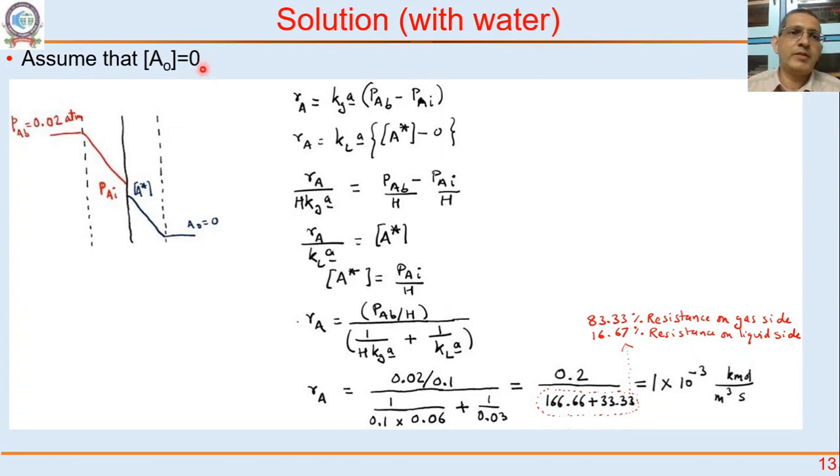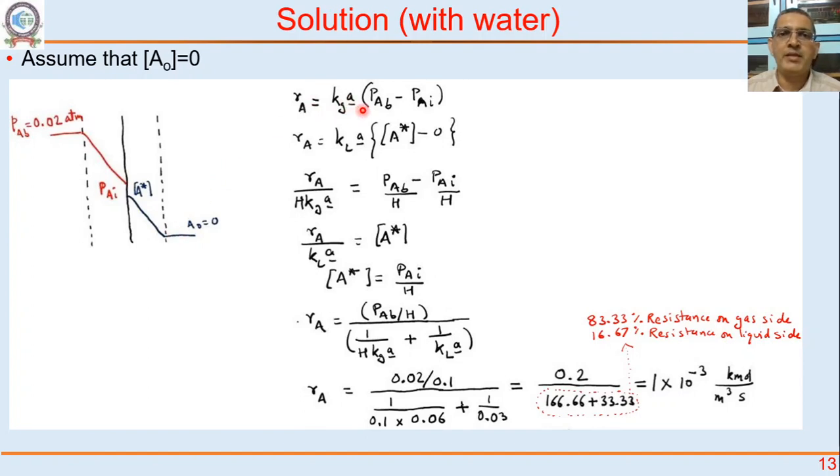Because it is instantaneous, we can say A0 is 0. So if you write the H2S profile, this is what happens in the gas. Then it dissolves as A star, and then it diffuses and reacts. This is if it is water, no reaction.